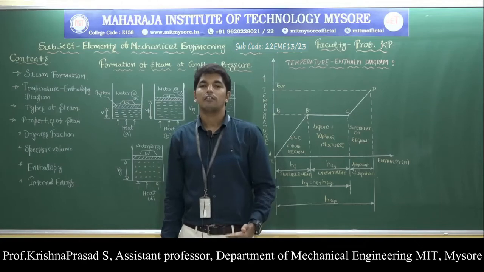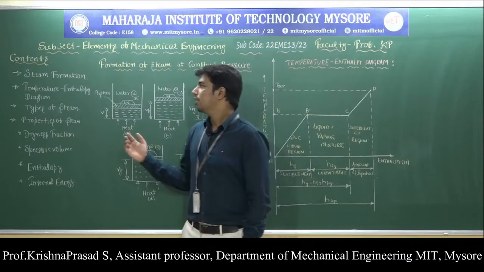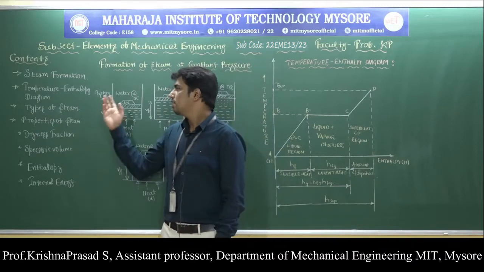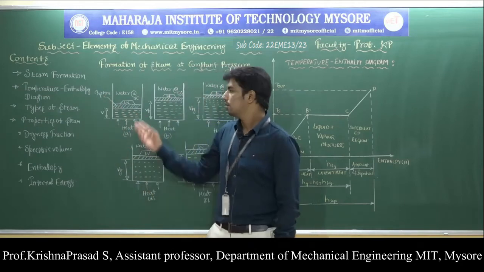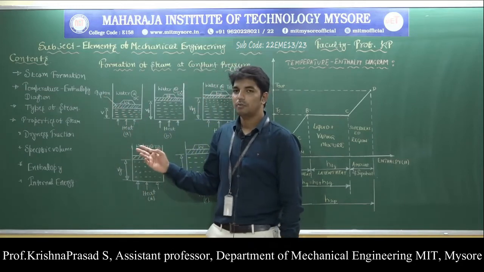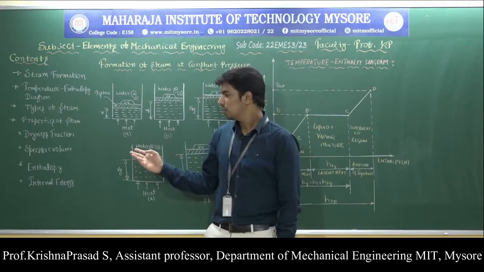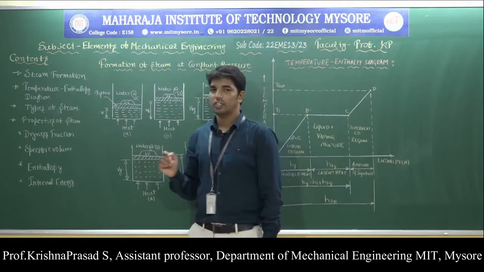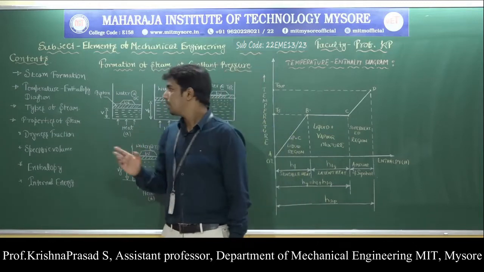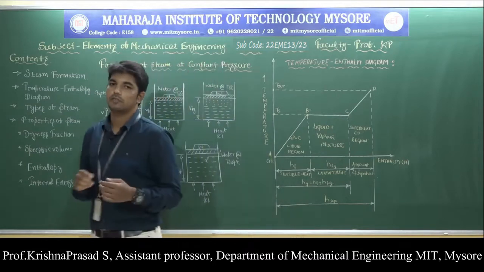So, today we are continuing with the next concept. It is called steam and its properties. The contents of today's class are: steam formation at constant pressure, temperature enthalpy diagram, types of steam, and properties of steam. In the properties of steam, we need to study what is meant by the dryness fraction, then specific volume, enthalpy and internal energy. So, the first topic is the formation of steam at a constant pressure and how to achieve it.